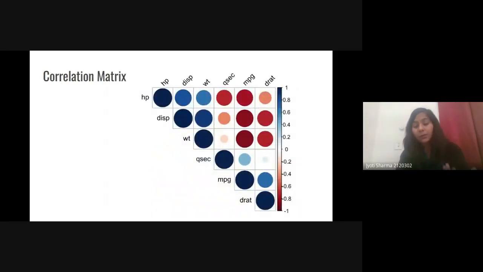Then the correlation matrix. For example, nitrogen oxide is very much related to the ozone. So is there any relation between these two chemical species or not? Such type of things you can do using this correlation matrix.